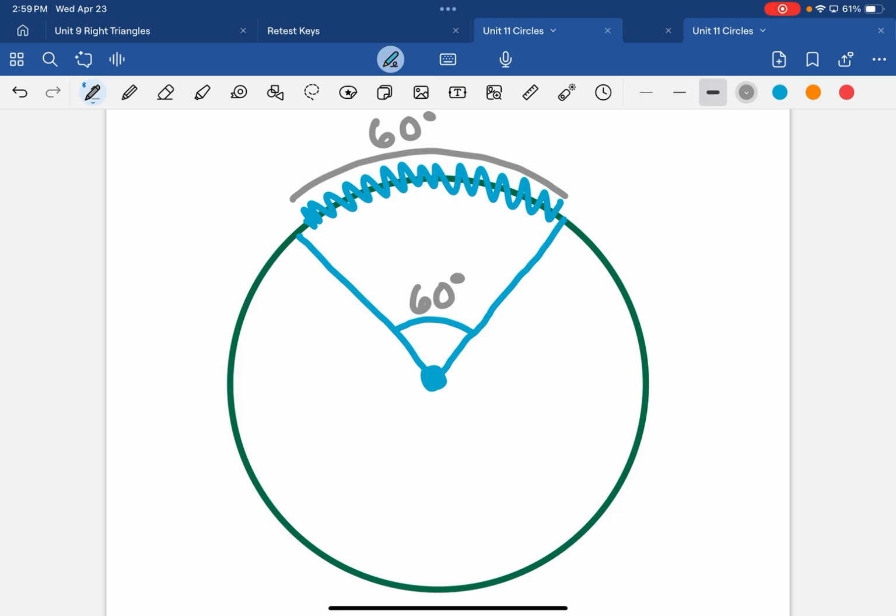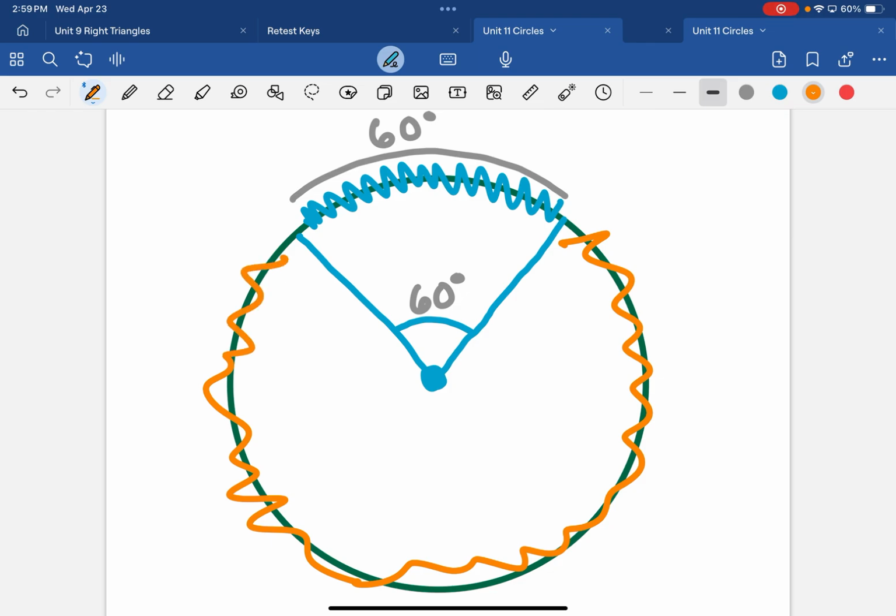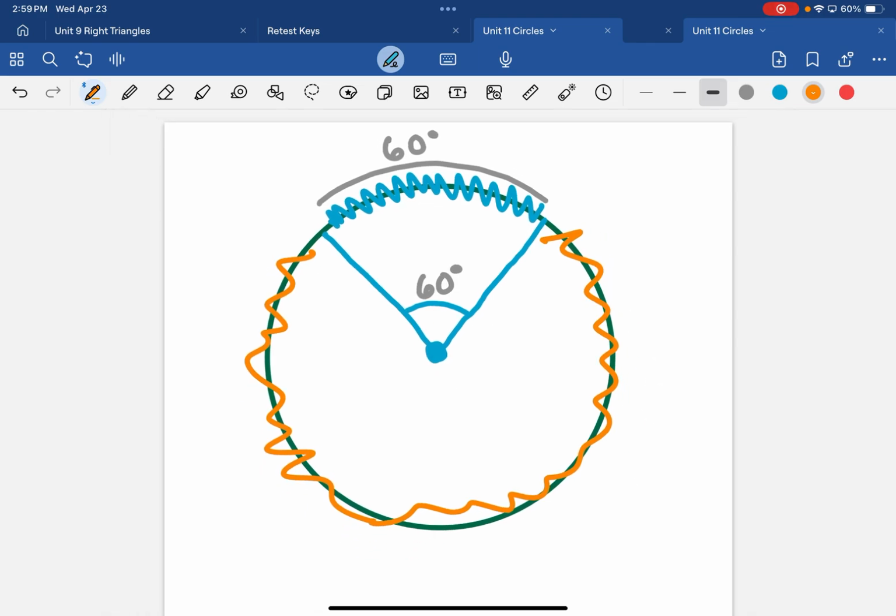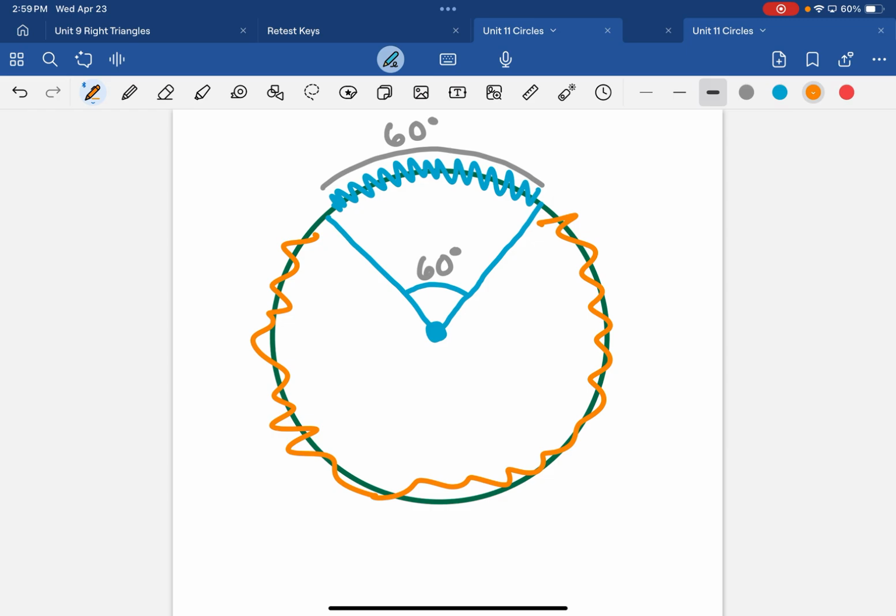And then on the other side of this, what type of arc is this? Major arc. How would we find the degree of this arc? Right, we take 360 and we subtract the minor arc from it. So that would be that relationship.